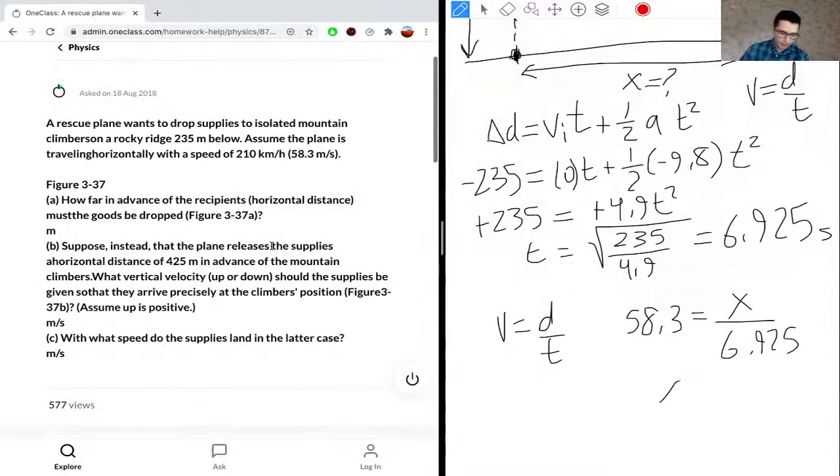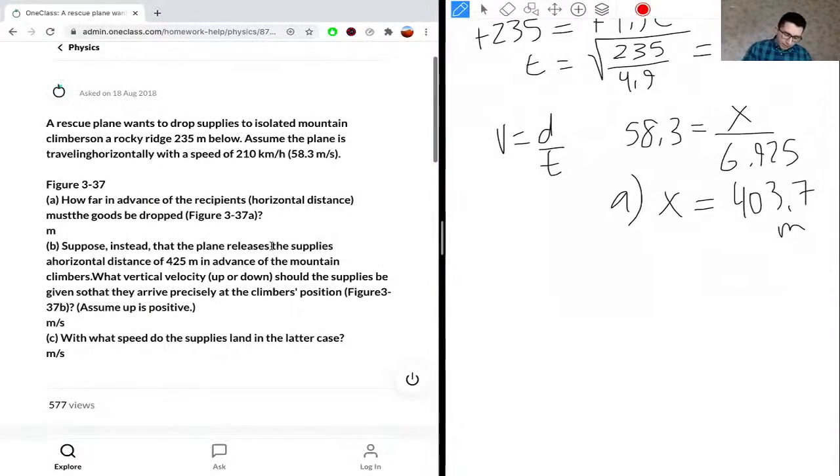Solving for x, we have 58.3 times 6.925. That'll give us 403.7 meters. So that's answering part A. So this is part A. Let's look at part B now.